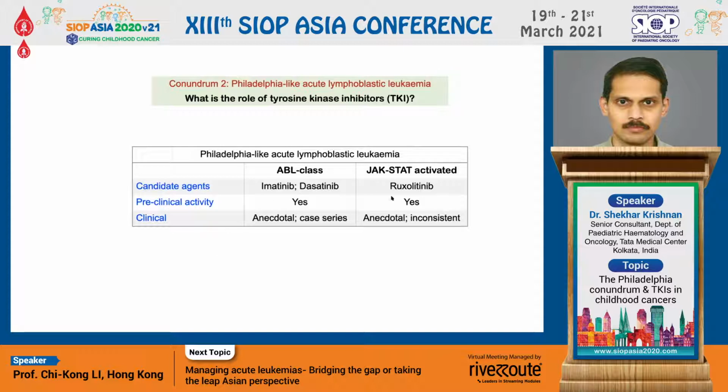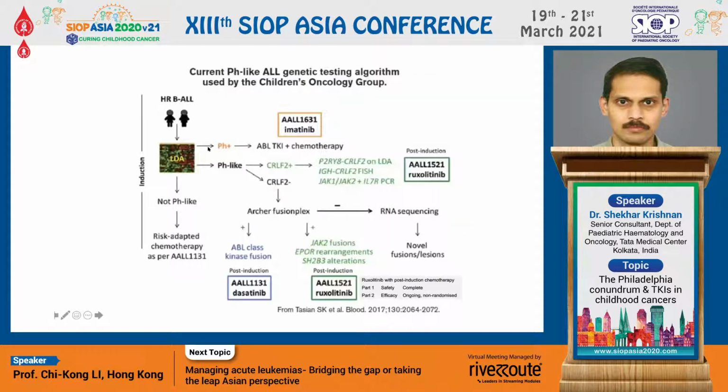I just want to make a point here that the JAK-STAT activated pathway Ph-like ALL, intuitively they may be amenable to ruxolitinib therapy. Actually, preclinically there is activity, but anecdotally the effect is inconsistent. And therefore, what we are going to talk about now is more on the ABL-class group, where there is probably a real opportunity to introduce ABL-class directed tyrosine kinase inhibitors. I just want to show this particular schematic.